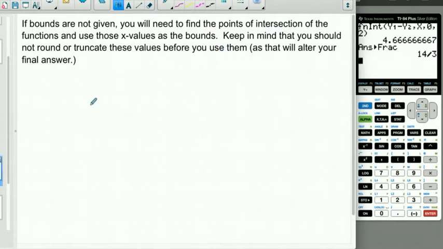Keep in mind that if you're using a calculator, you shouldn't round or truncate those values until after you use them, because that would alter your final answer. We never round or truncate a number that we're still using. We only round or truncate final answers.